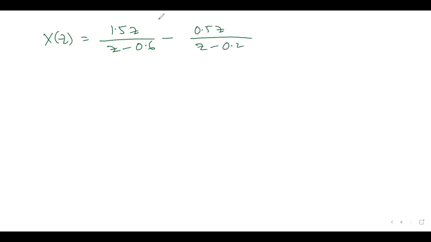Look at what the terms were. One was X(z) equal to 1.5 z by z minus 0.6, and this one is 0.5 z by z minus 0.2, okay.